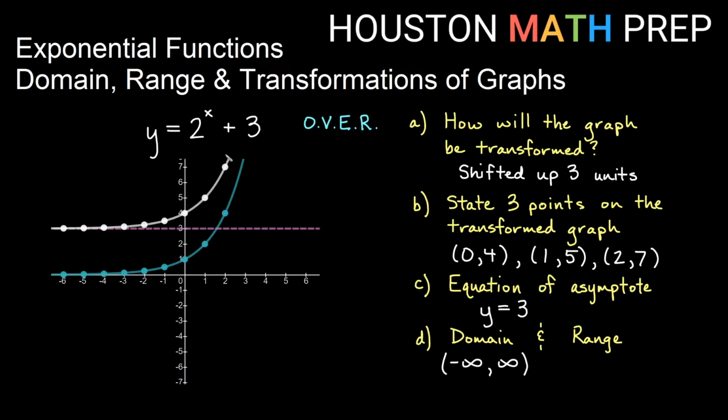So this will be my graph of y equals 2 to the x plus 3, and that will mean that I get only graph above a y value of 3, so my range will be from 3 to infinity.